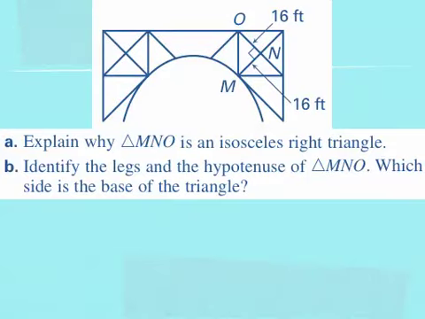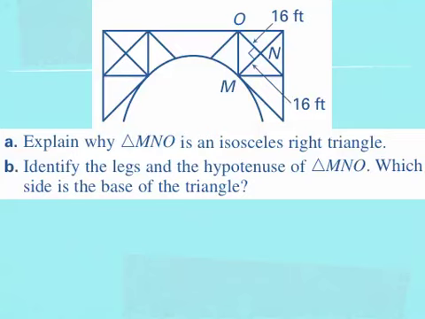In this next example, it looks like a bridge, but notice that they're highlighting triangle MNO because they've told me that the vertex N is a right angle, and they've also told me that sides NO and NM measure 16 feet. Part A asks me to explain why triangle MNO is an isosceles right triangle. Really quickly, I want to point out the notation. It says explain why, and then there's a triangle symbol.